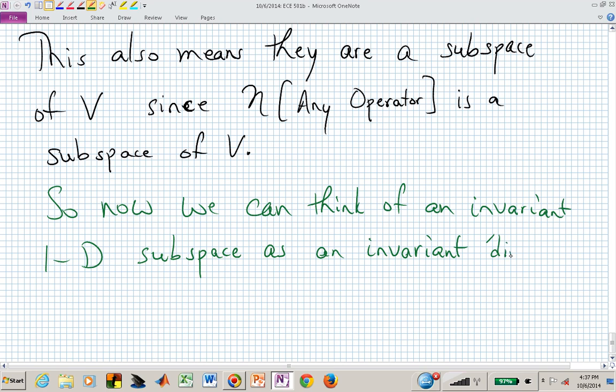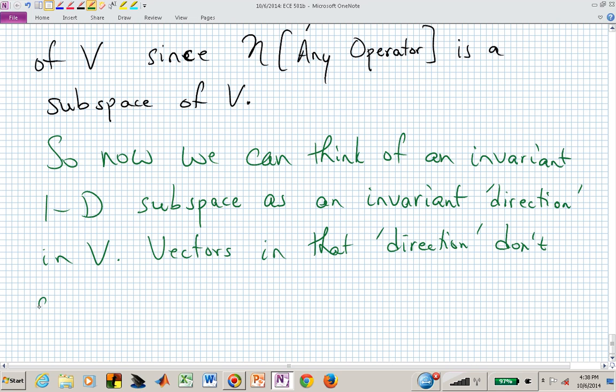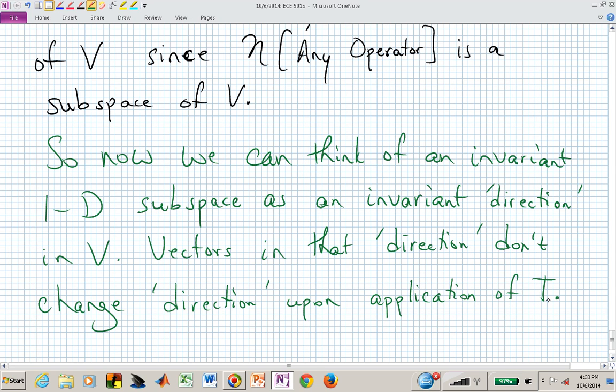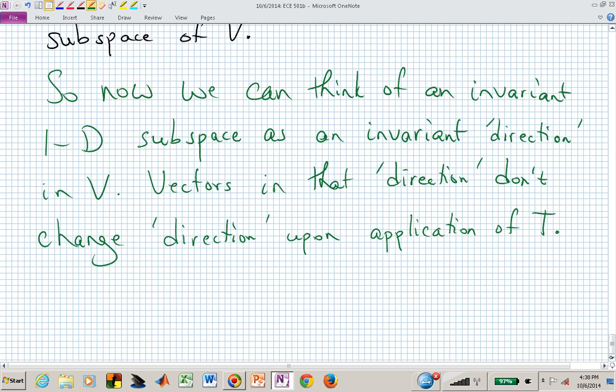as an invariant direction in our vector space V, and vectors in that direction don't change direction upon application of this operator T. If we have these invariant subspaces, let's say one-dimensional in this case, then if we apply the operator to those, we stay on those subspaces. Let's look at some examples.